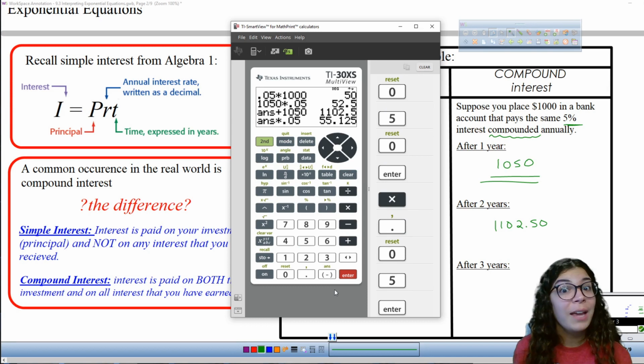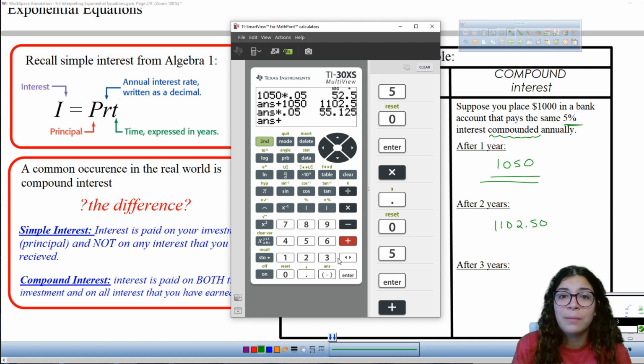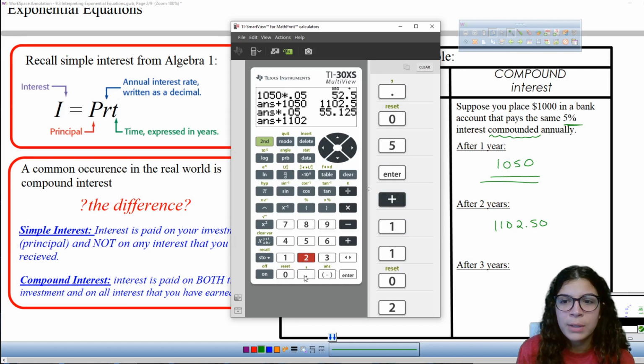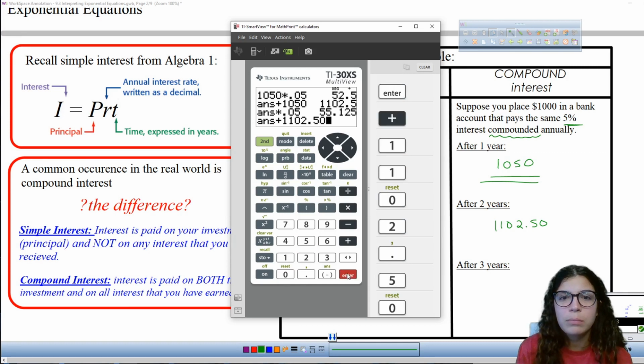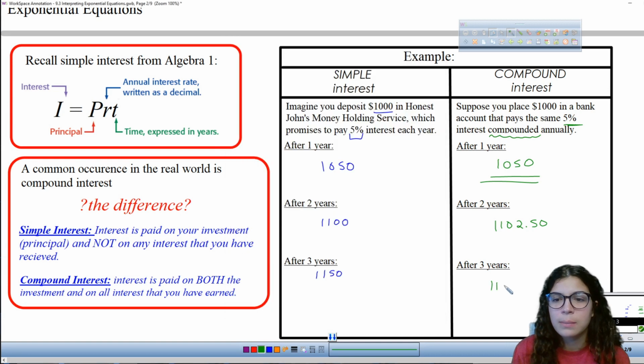Okay, $55.13, right? So now we made an extra $5 over what was in year 3 for simple interest, which was just $50. So we're going to go ahead and add that to our previous year's balance. And so at the end of year 3, we have $1,157.63.